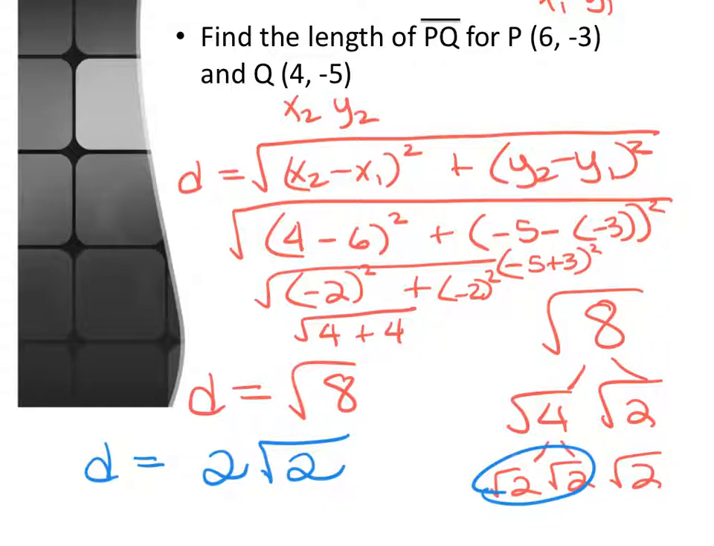Now, even if you graph this, this would not form a vertical or a horizontal line, so you would not be able to count the spaces. This is why we use the distance formula.